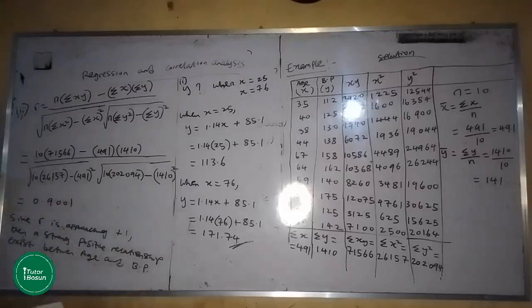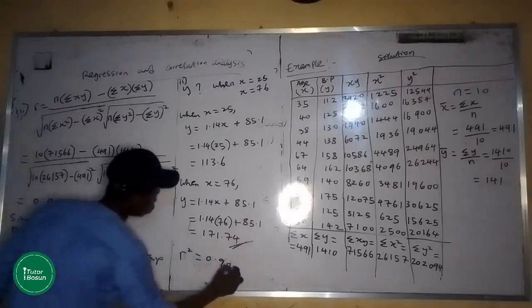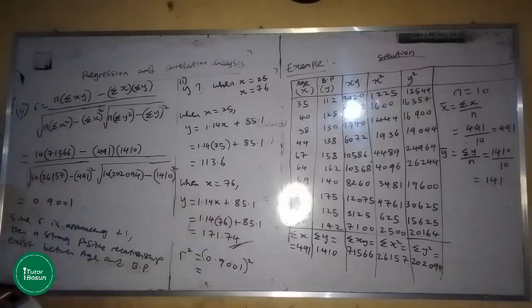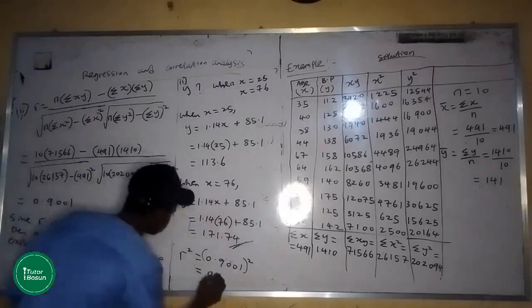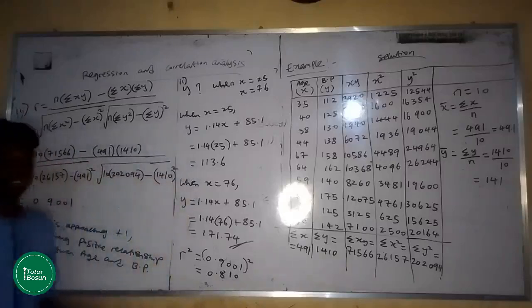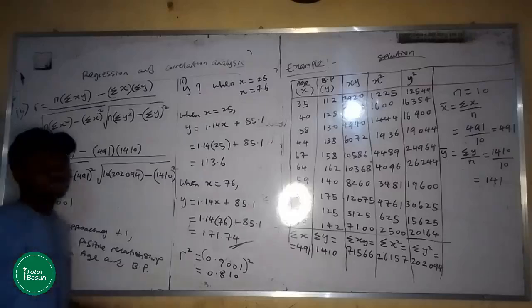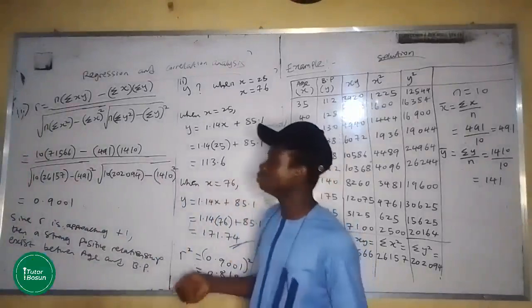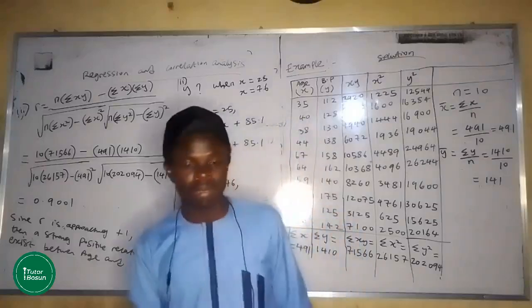You also have to calculate the coefficient of determination, R squared. So the coefficient of determination R squared will just be 0.9001 squared, and that's 0.810. You can see the coefficient of determination also approaches plus 1, which shows that a very strong positive relationship exists between age and blood pressure, that is between x and y.